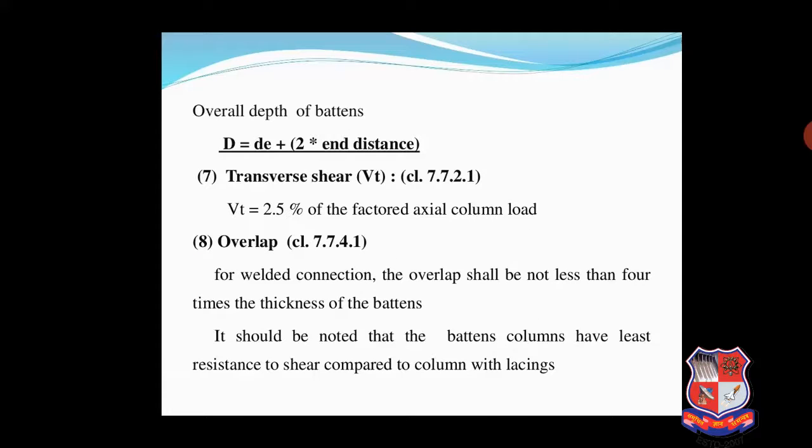Then after finding the effective depth, we calculate the overall depth of batten, denoted by capital D. How can we find the overall depth? Overall depth D is equal to d E plus 2 times the end distance. You have to calculate both end distances, and the summation creates the overall depth of the batten.